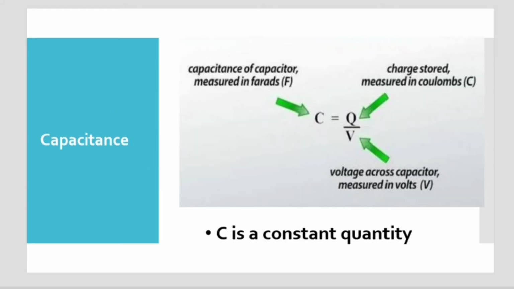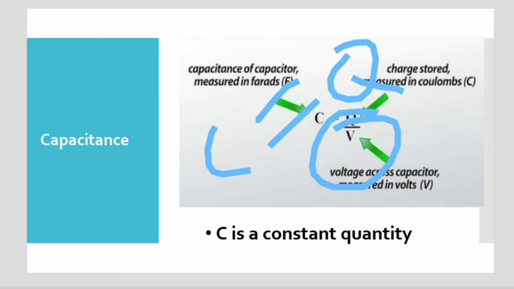Now, what is the formula we are going to use for capacitance? This is the formula which is related to capacitance. Whenever you are asked what the definition of capacitance is, what will be your answer? The charge holding capacity. So, can't we just say C equals Q? Why are you writing V?